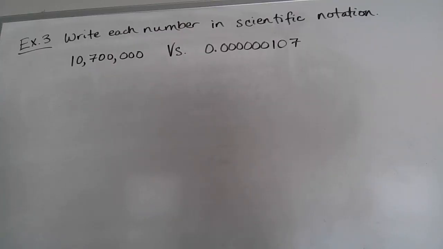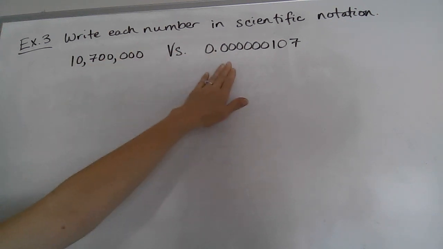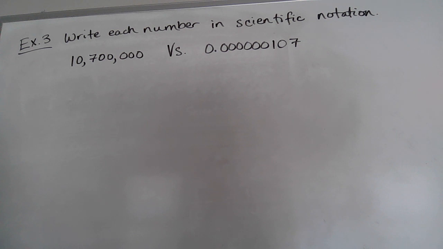All right, let's do one last example just to compare a large number and a very small number and how we write them in scientific notation, going from standard form to scientific notation. And then in my next video, I will be talking about how to move from scientific notation back into standard notation. So let's start with these two and compare them.